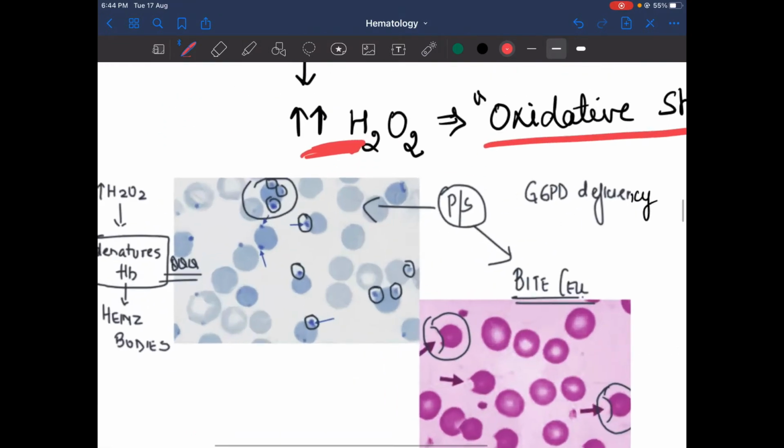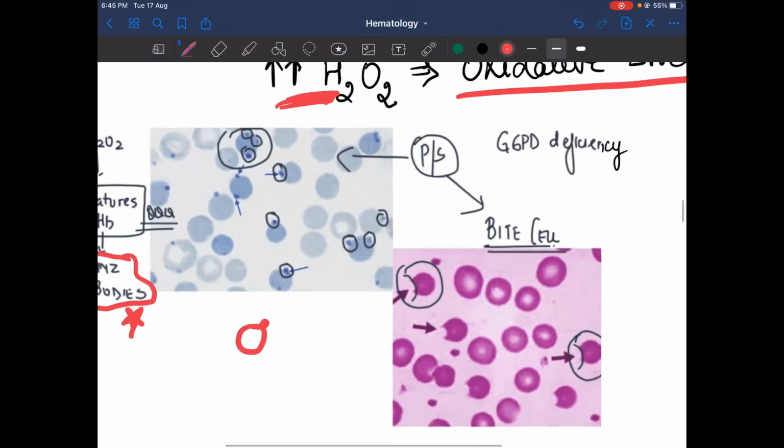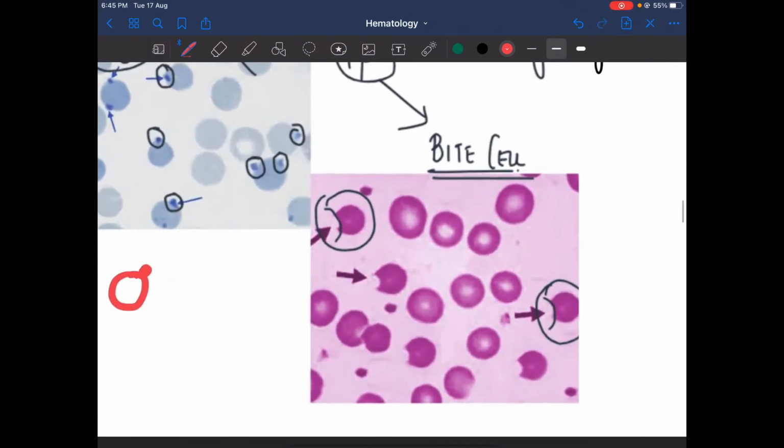So on the peripheral smear, what do we see? As we see here, a blue dot is present outside the red blood cells. These are Heinz bodies. Why do we see Heinz bodies in G6PD deficiency? Because as the H2O2 level increases, it denatures our hemoglobin. So Heinz bodies consist of denatured hemoglobin. And second, as we see here, bite cells are seen in G6PD deficiency, where some part has been bitten off by the macrophages.